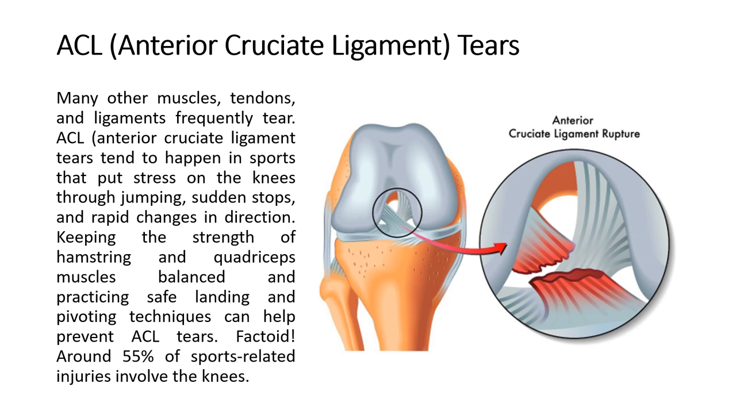ACL tears, or anterior cruciate ligament tears. Many other muscles, tendons, and ligaments frequently tear. ACL tears tend to happen in sports that put stress on the knees through jumping, sudden stops, and rapid changes in direction. Keeping the strength of the hamstrings and quadricep muscles balanced and practicing safe landing and pivoting techniques can help prevent ACL tears. Here's an interesting fact: around 55% of sports-related injuries involve the knees.